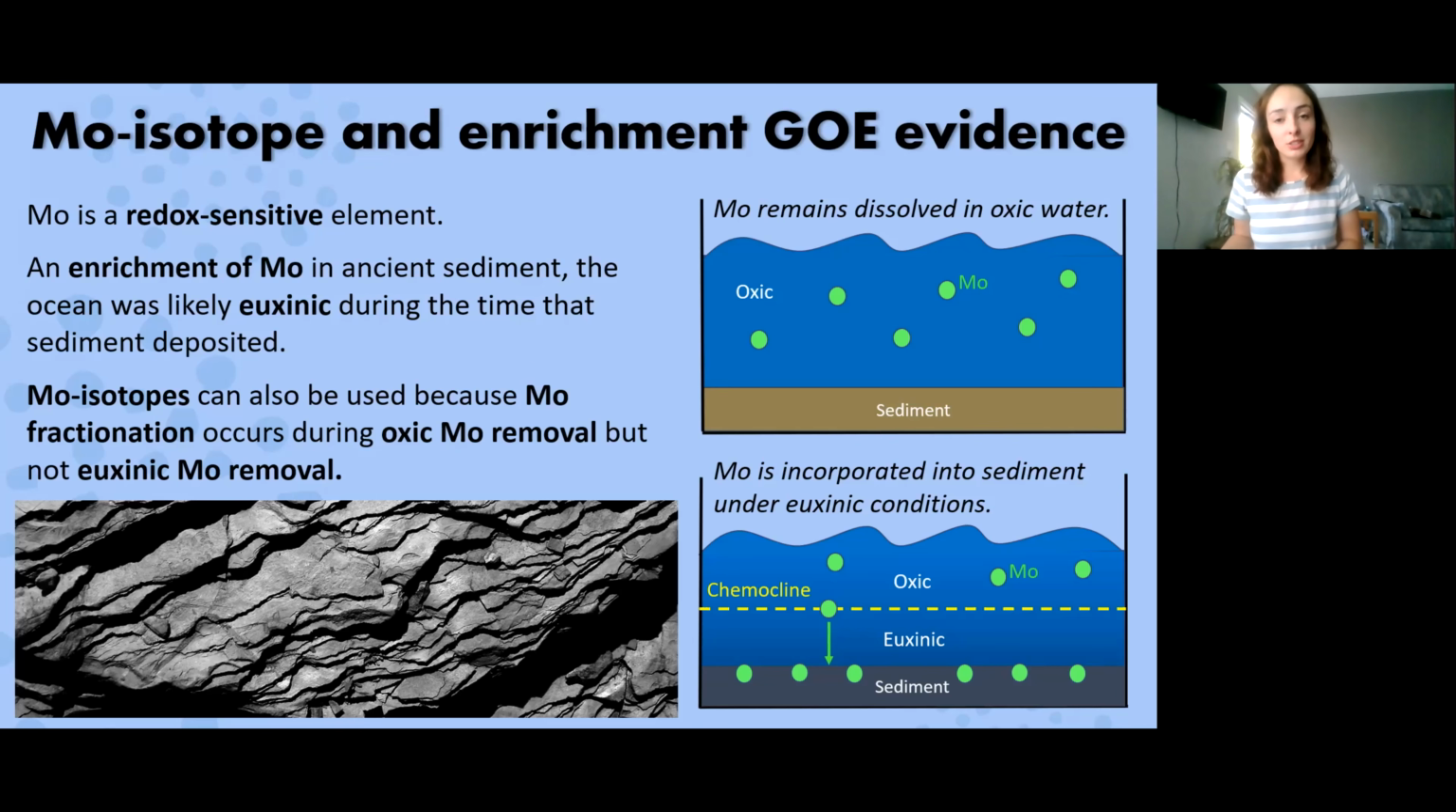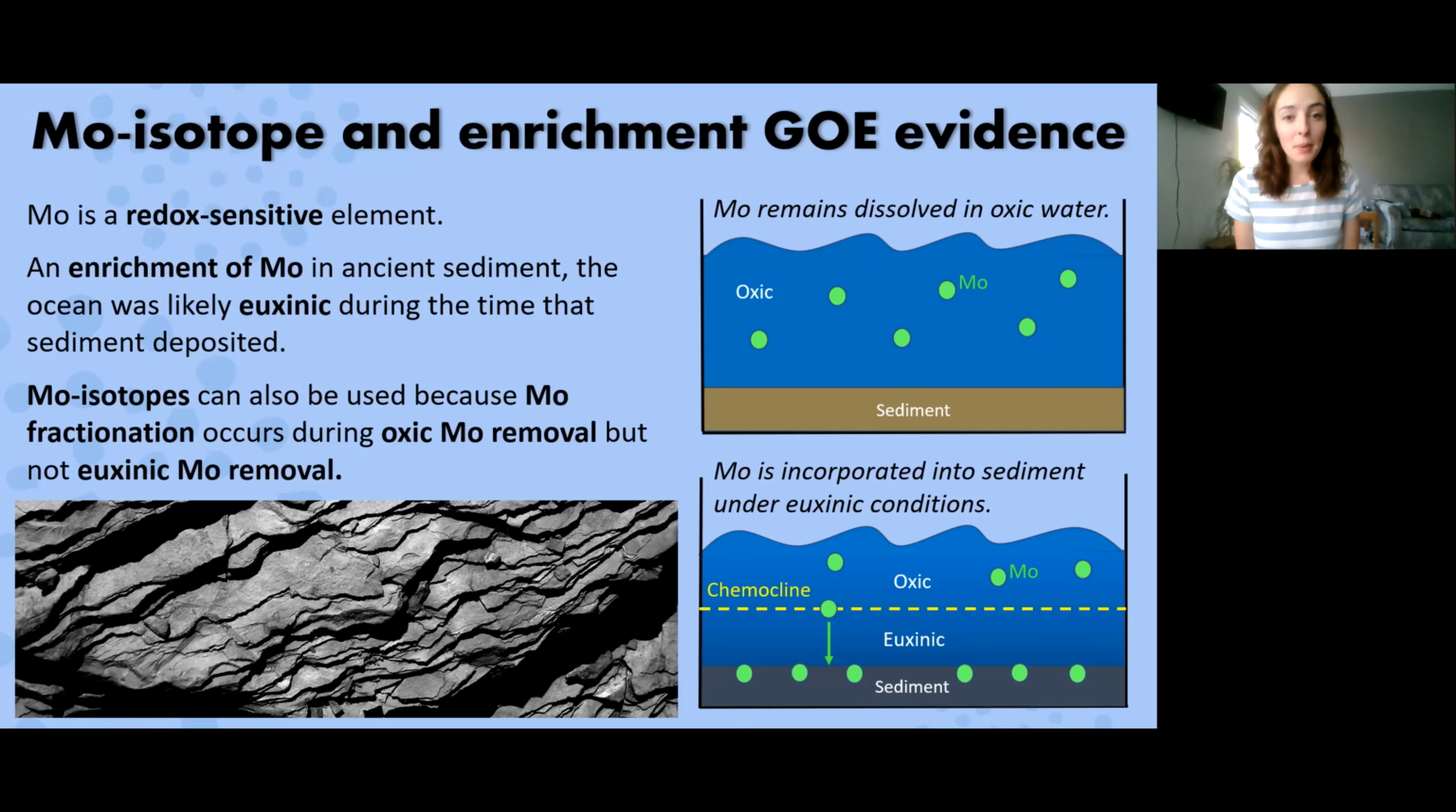And reducing is just not oxidizing. So here you can see that in this top right diagram, molybdenum remains dissolved when water is oxygenated, has free oxygen in it, and molybdenum gets incorporated into sediment, does not remain dissolved in the water column, when the water is euxinic. And euxinic, as we'll learn in a few slides, just means anoxic and sulfidic. So no oxygen and has a lot of sulfide in it.